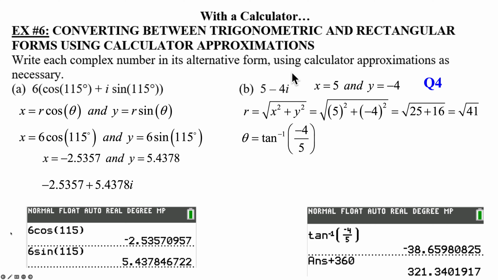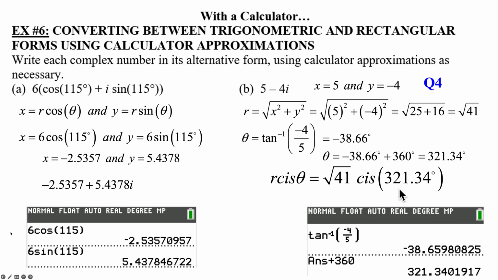Reason being is if the directions tell you that theta has to be between 0 and 360, we don't want the negative angle. We'll add 360 so we come back to quadrant 4, but with a positive angle. So, my trig form, r square root of 41, cis 321.34 degrees. There's the shorthand form for the trig notation.